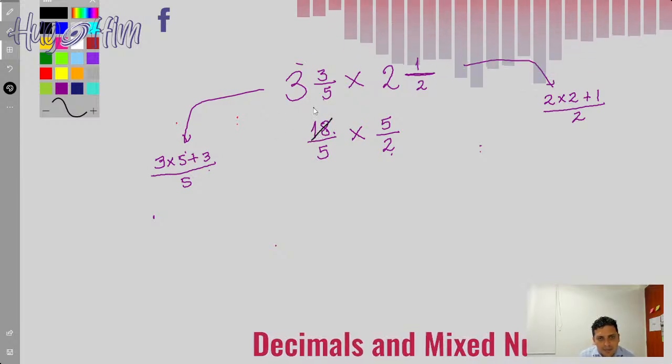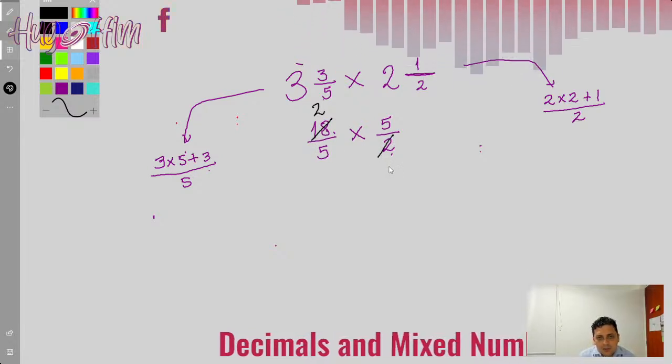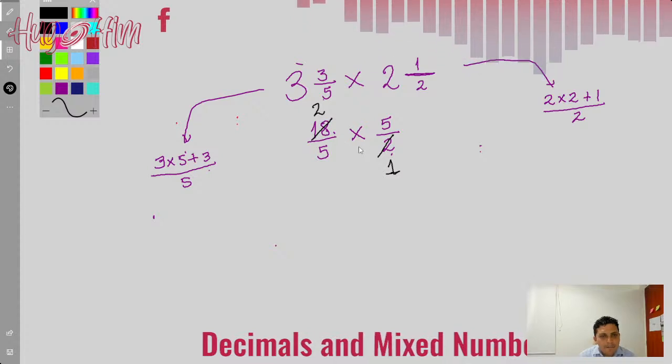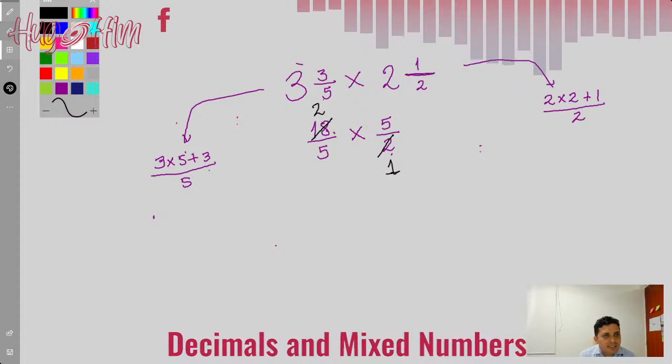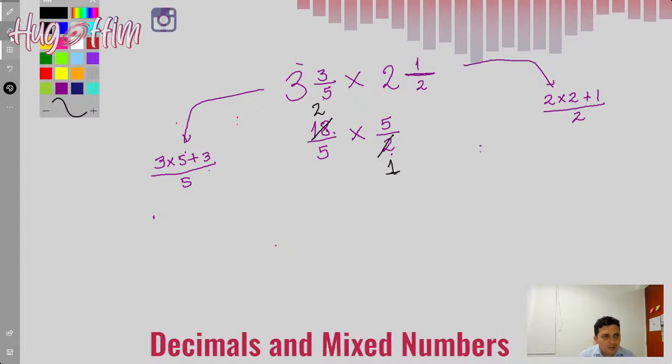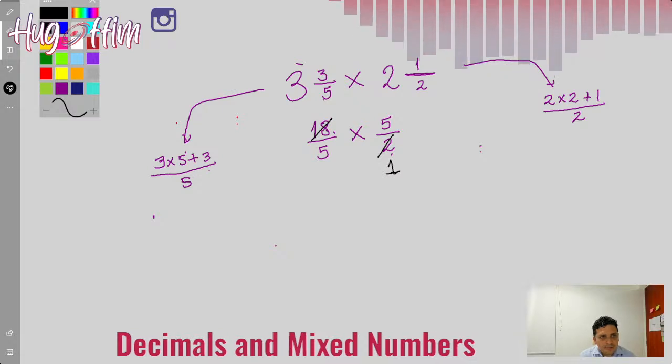So 18 divided by 2 is 9, and 2 divided by 2 is 1. So I'm putting in black color that I divide by 2. Okay, 9.